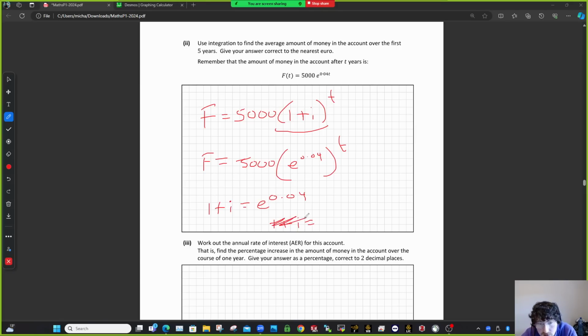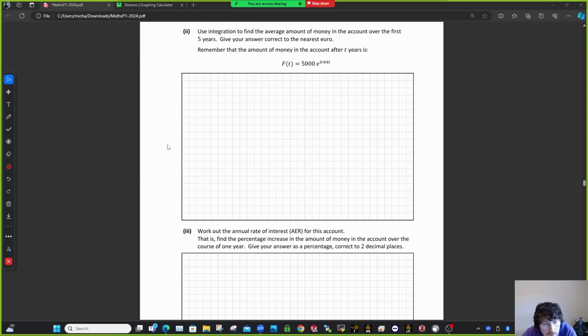No, what I actually did was I took away the 1 first. So then i equals e to the 0.04 take away 1. And I typed that into my calculator and I got 0.0408. And that means i was equal to 4.08% to 2 decimal places. Done. Good question, that definitely took a bit of thinking about. Not everyone would have got it. It probably would have been worth 10 marks.